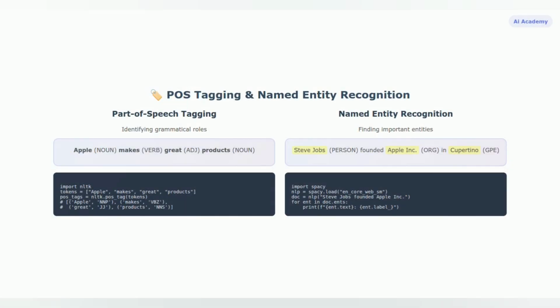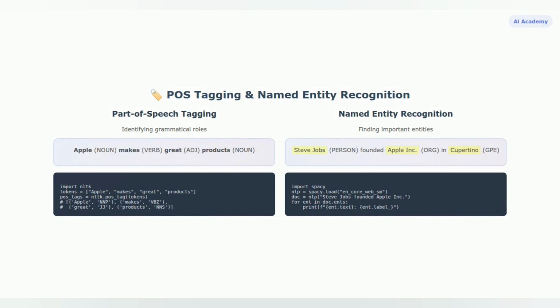Part of speech tagging, or POS tagging, labels each word with its grammatical role: noun, verb, adjective, and so on. This helps computers understand the structure and meaning of sentences. Understanding that run is a verb in "I run daily," but a noun in "that was a good run" is crucial for proper language understanding.